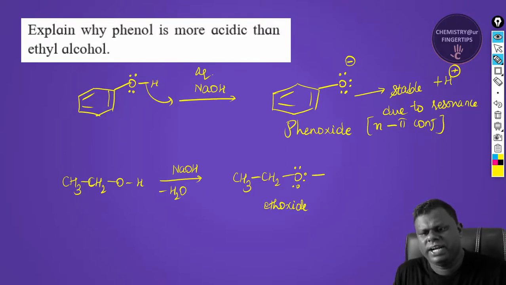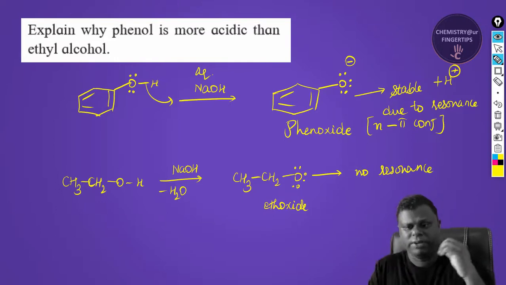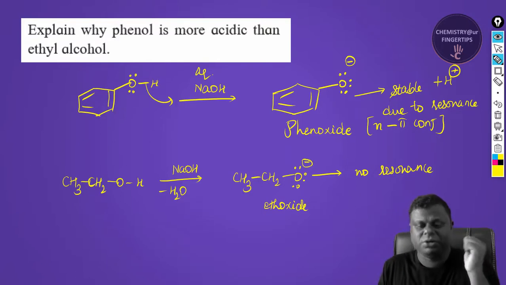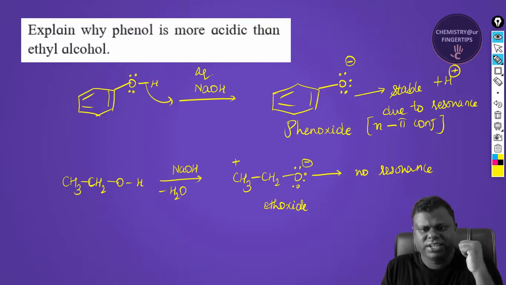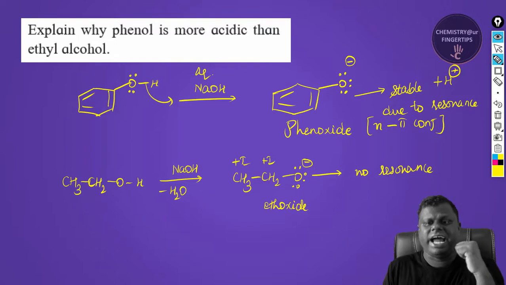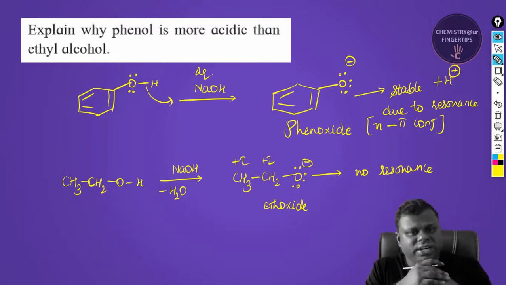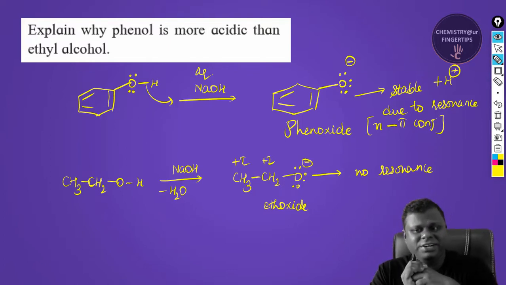In this ethoxide there is basically no resonance, so that means the stability is less. Moreover, you have a negative charge on this particular oxygen, and these are the plus I groups, which are actually increasing the electron density on the ethoxy oxygen, because of which the stability is reduced.